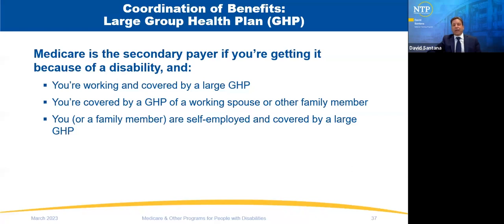And this is whether the individual is working or is covered by a spouse or as a family member. You heard how family members can qualify under an individual. For example, if it's a disabled adult child that is covered under a parent's health insurance plan. So again, we look at the size.